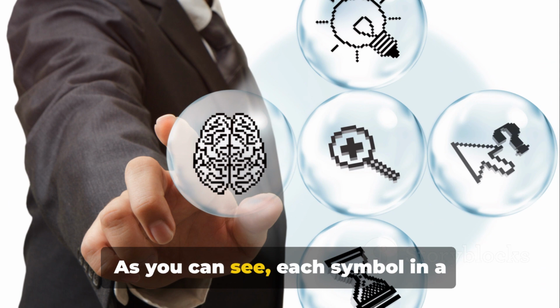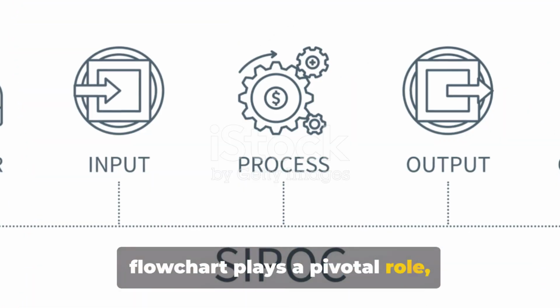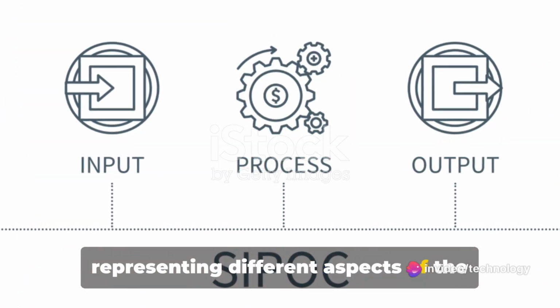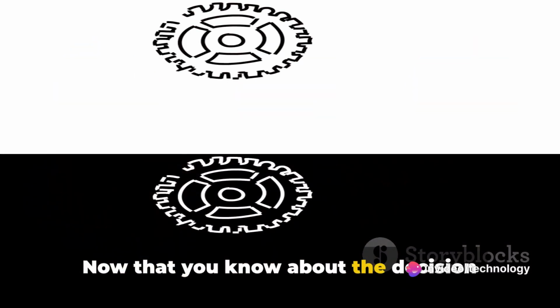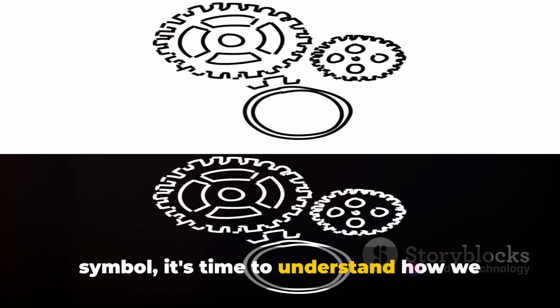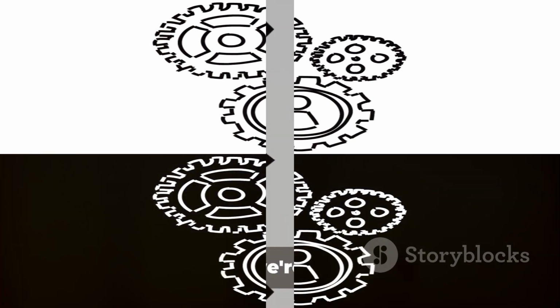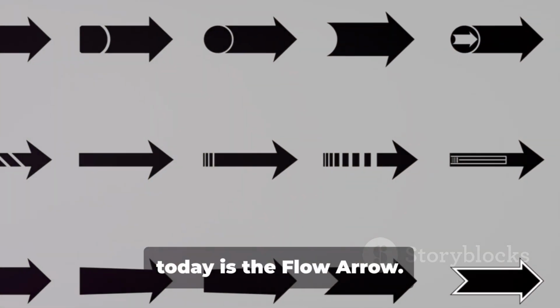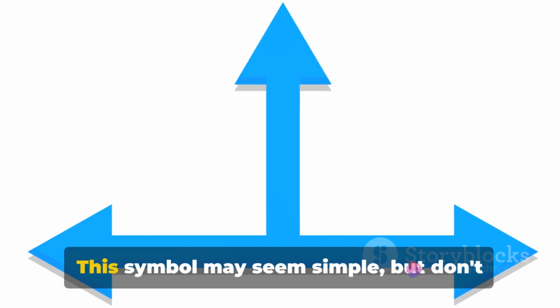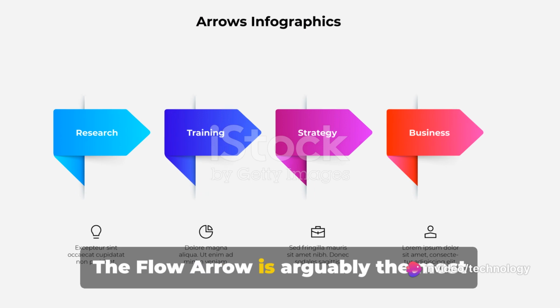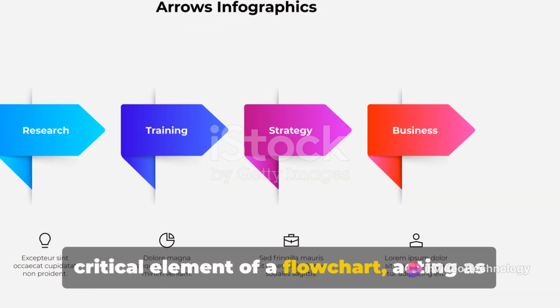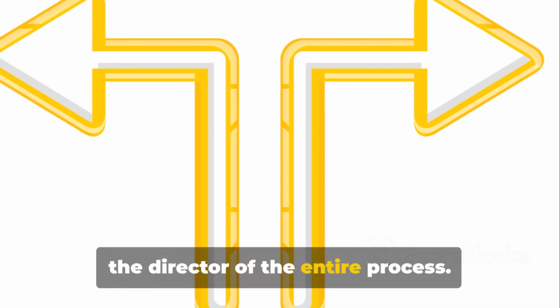As you can see, each symbol in a flowchart plays a pivotal role, representing different aspects of the process or algorithm. Now that you know about the decision symbol, it's time to understand how we move from one step to another. The last symbol we're going to discuss today is the flow arrow. This symbol may seem simple, but don't let its simplicity fool you. The flow arrow is arguably the most critical element of a flowchart, acting as the director of the entire process.